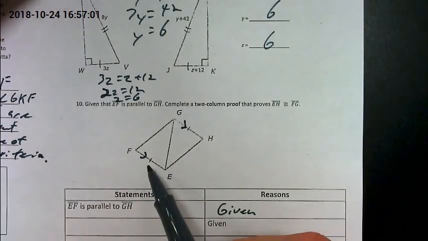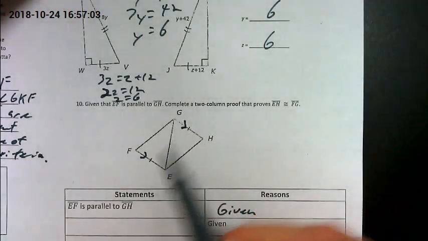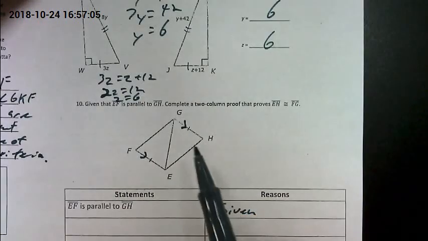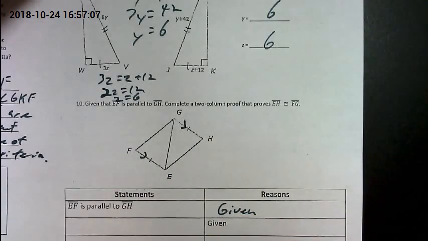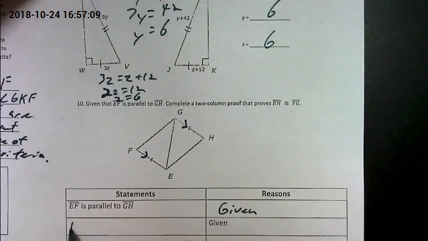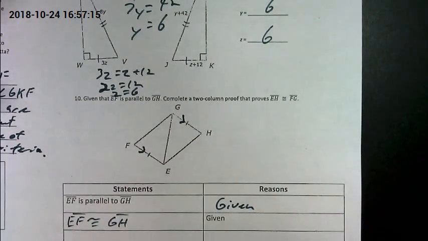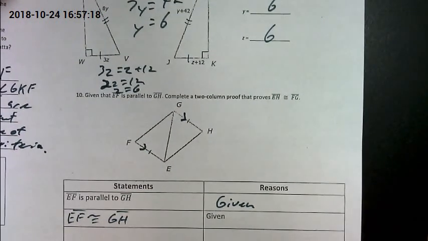All right, anyway, on here, you have these two marked as parallel, and they have a mark on them for congruent. That's the second given. So, EF is congruent to GH. They are congruent. Now, we know some other information here.